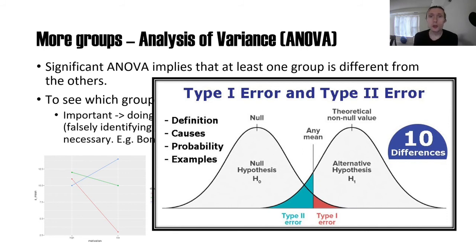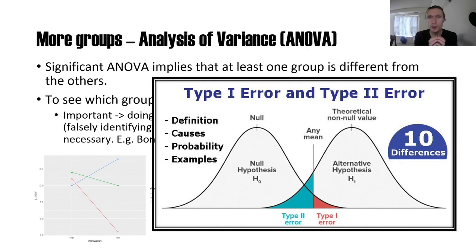Now, what can you do to make your type 1 error as small as possible, as well as your type 2 error as small as possible? Just test more participants. The more participants you test, the smaller your standard errors become, because remember, the standard error is the standard deviation divided by the number of participants, right? So if you have more participants, your standard error of mean becomes smaller as well.